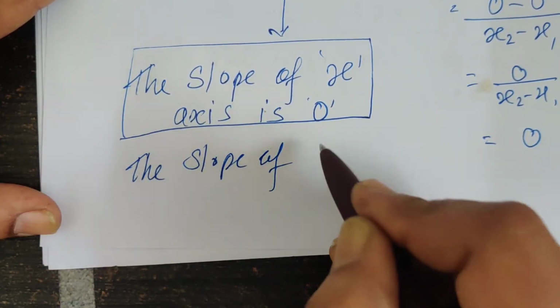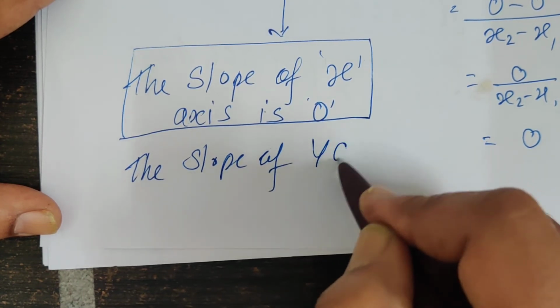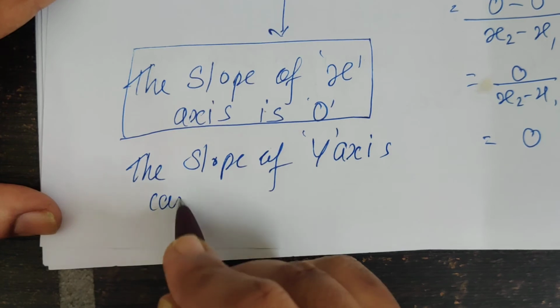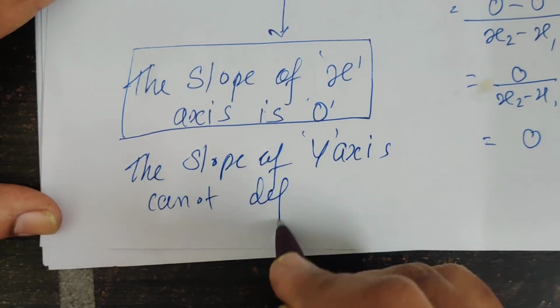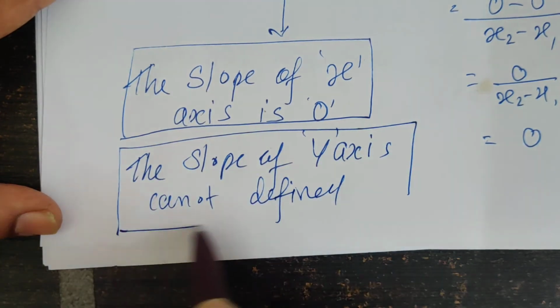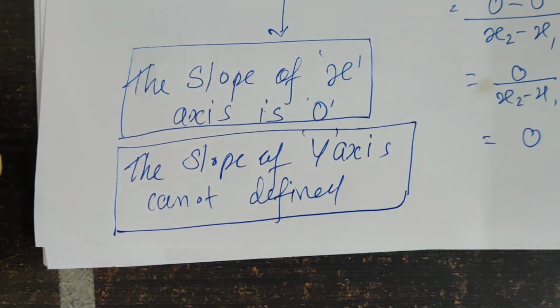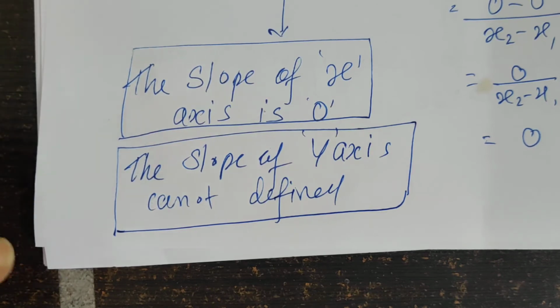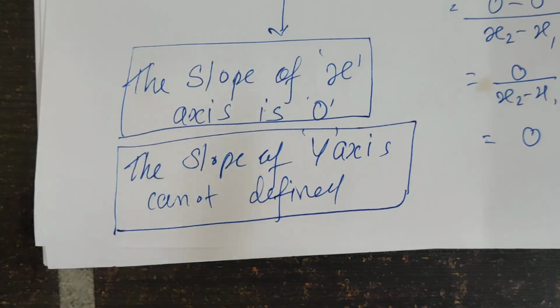The slope of x-axis is 0 and the slope of y-axis cannot be defined. So this is the main point. First main point is this: the slope of x-axis is 0 and the slope of y-axis cannot be defined.